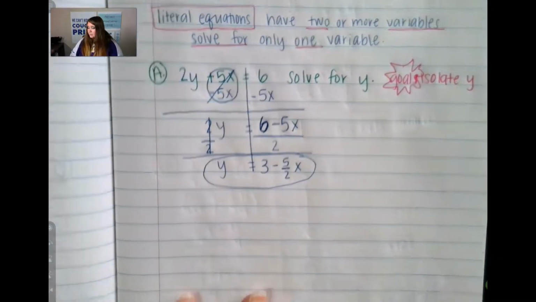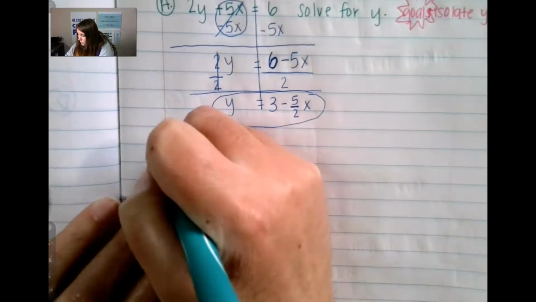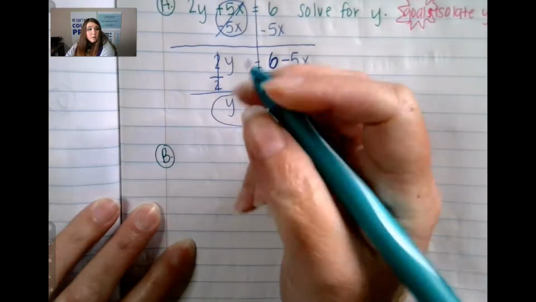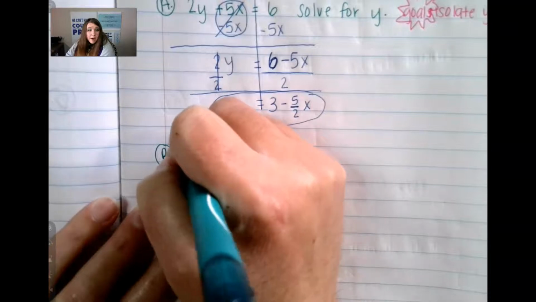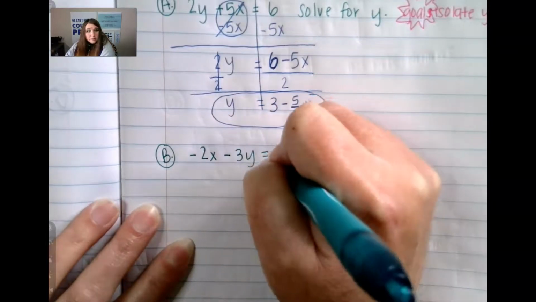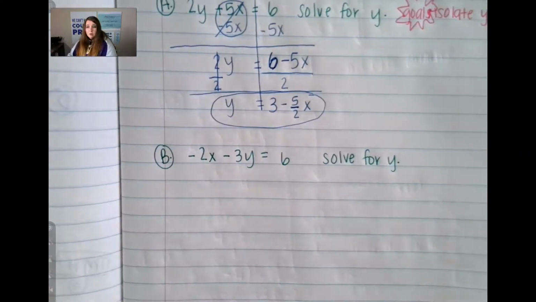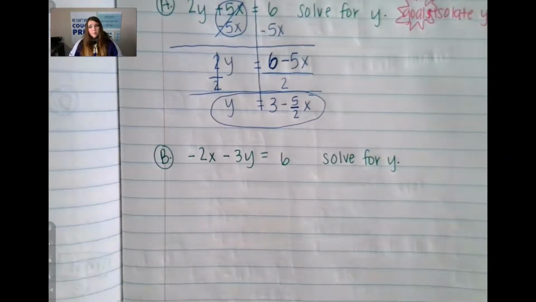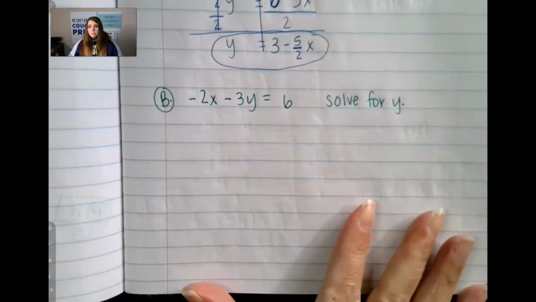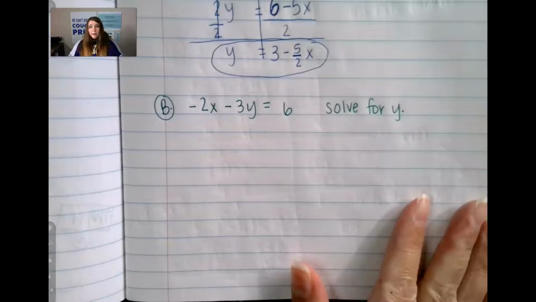Okay, let's take a look at another problem. Another example. Okay, this is example B. Example B also says to solve for y, and it says negative 2x minus 3y equals 6. And again, we want to solve for y. There we go. Now you can see it. So again, our goal here is to isolate everything so that we can have y all by itself.